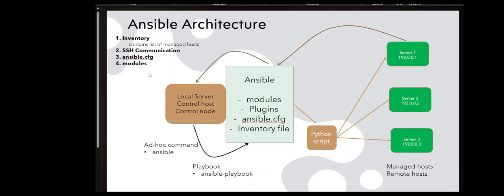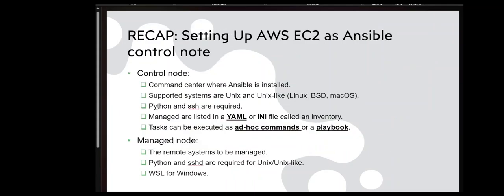So one of the things we talked about was the need for us to set up a control node where we install Ansible, we install Python, and it's from this server that we manage all the remote hosts or the managed hosts. So what I want to do today is to take us through a step-by-step on how to set up a control node on an AWS EC2 instance.